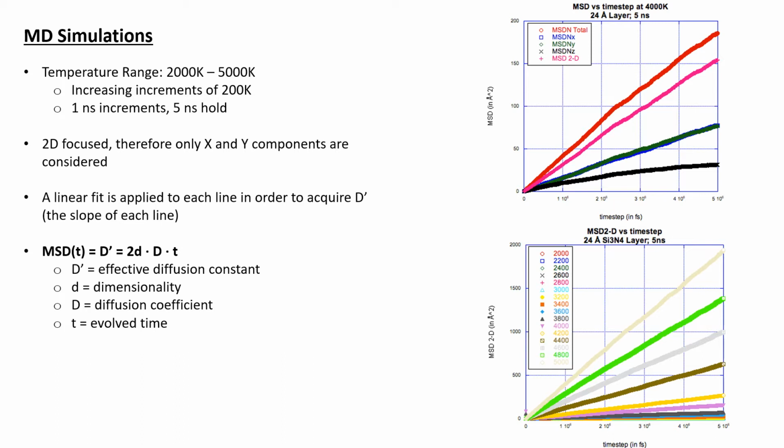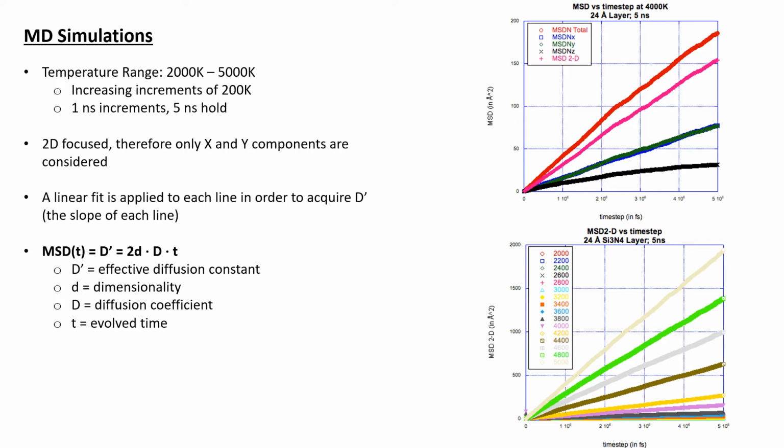The MD, or molecular dynamic simulations, that I run are typically between the range of 2000 to 5000 Kelvin, with temperature increments of 200 Kelvin. The heating between each temperature lasts for 1 nanosecond, while each temperature increment is held for 5 nanoseconds. Now, these simulations do take some time to complete. A simulation in which each temperature increment is held for half a nanosecond will take anywhere from 2 to 4 hours, whereas simulations like these, in which they are held for 5 nanoseconds, will take anywhere from 36 to even 48 hours to complete.